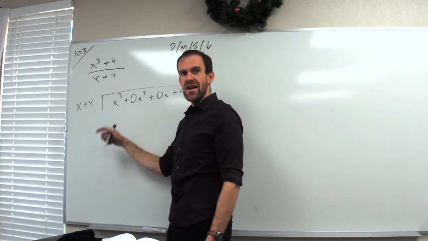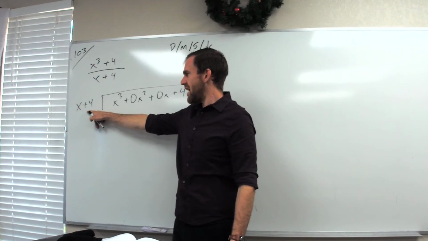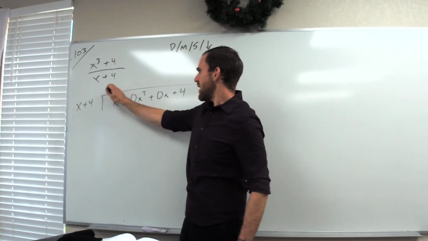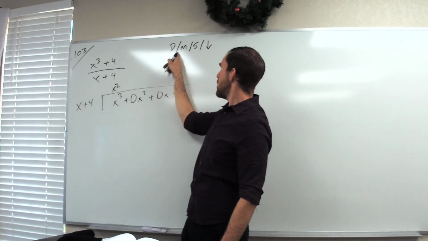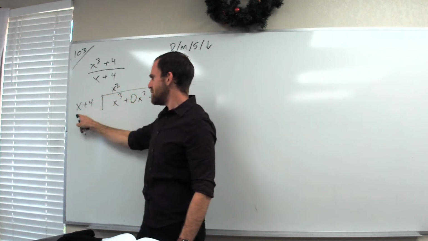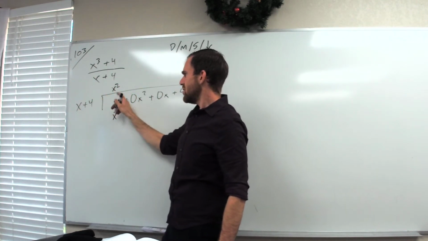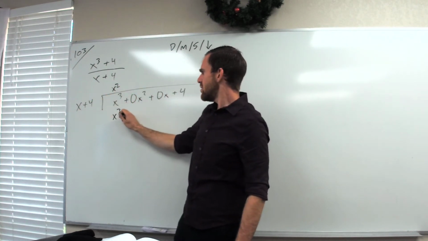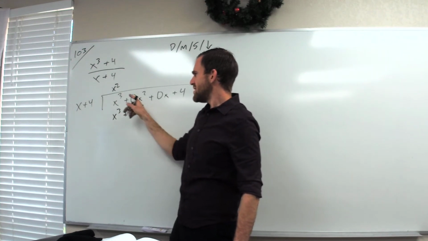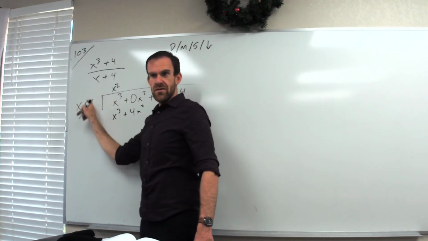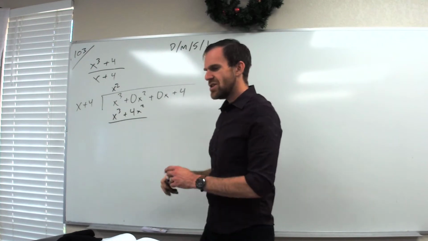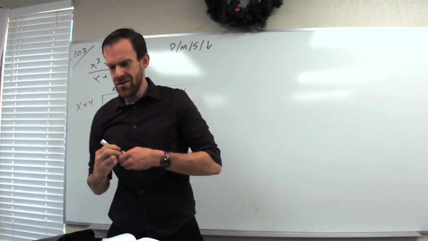So first step, divide. X cubed divided by x is x squared. Then we multiply. X squared times x is x cubed. X squared times 4 is 4x squared. Common mistake is not multiplying by the whole thing over here. Okay? Then change the sign.